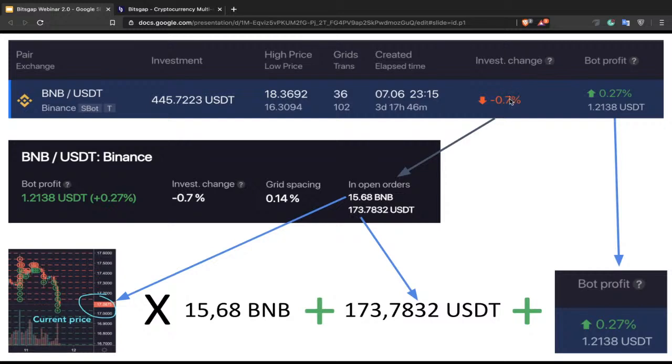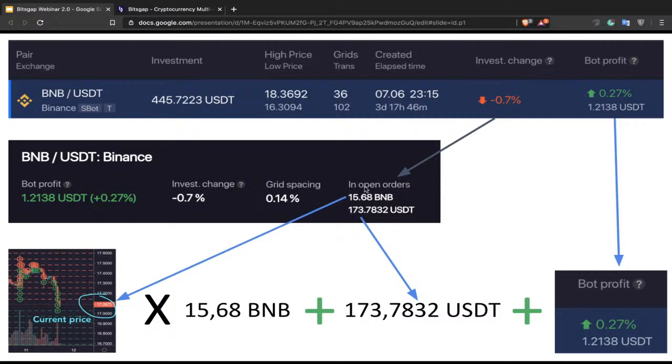The investment change is composed of, basically, the value of our current open trades. So we have here right now 15.68 BNBs in open orders, and we have some USDTs which are distributed by the buy limit orders. All right.